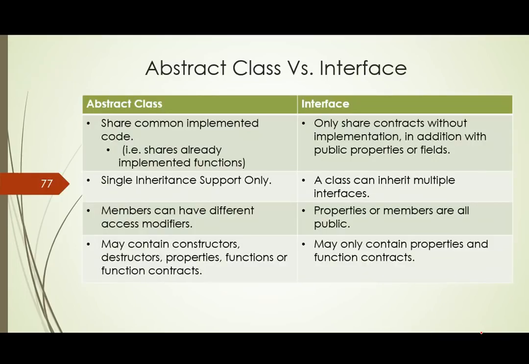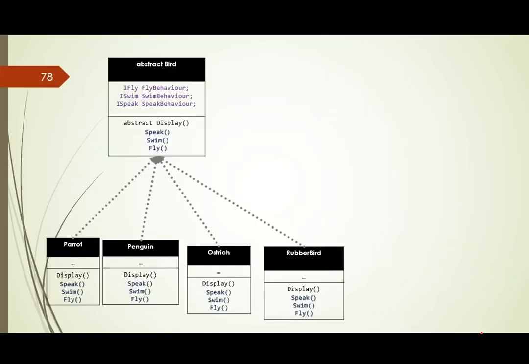If you remember from abstract class versus interface, the solution exists. The solution can be found by analyzing the problem or approaching it differently. So here, in the properties, we are saying that the abstract class should also have an IFly behavior, an ISwim behavior, and an ISpeak behavior as well. And we have these three methods. In a real world application, you would have the relevant methods for that application. And we have an abstract method called display.